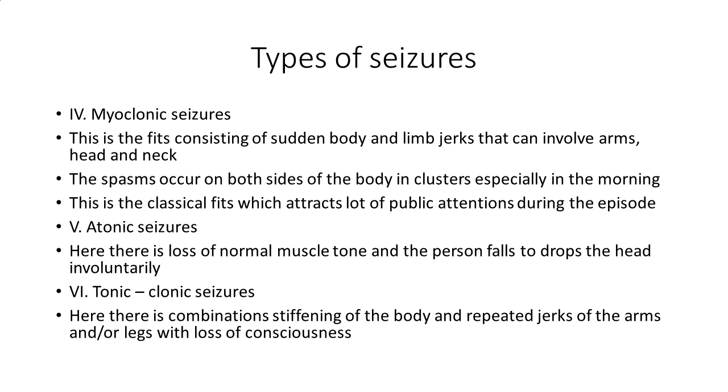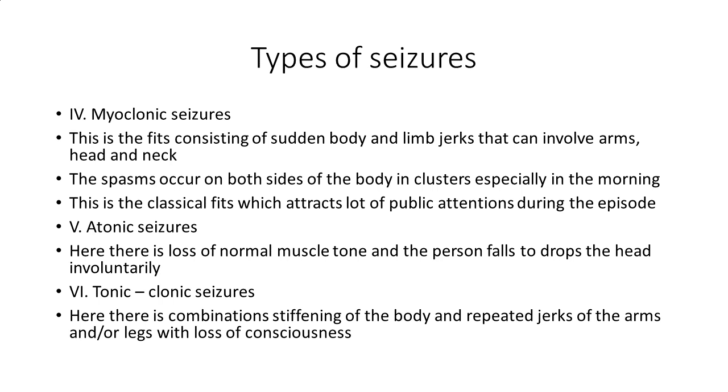The fifth type is atonic seizures. Here there is a loss of normal muscle tone and the person suddenly falls or drops the head involuntarily because his muscle tone is lost. For a few seconds he doesn't know what is happening and suddenly he falls on the ground. He may have loss of tone of the neck muscle, so the head may drop. This is called atonic seizures.